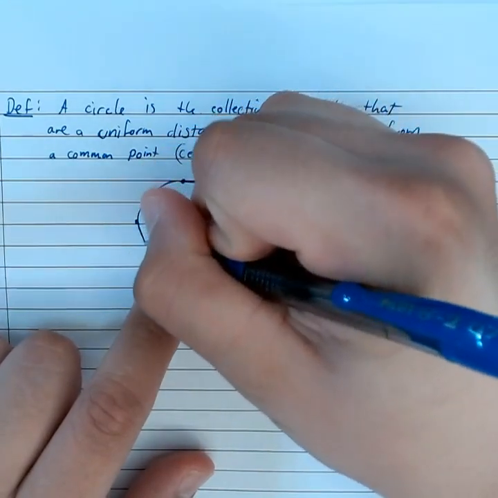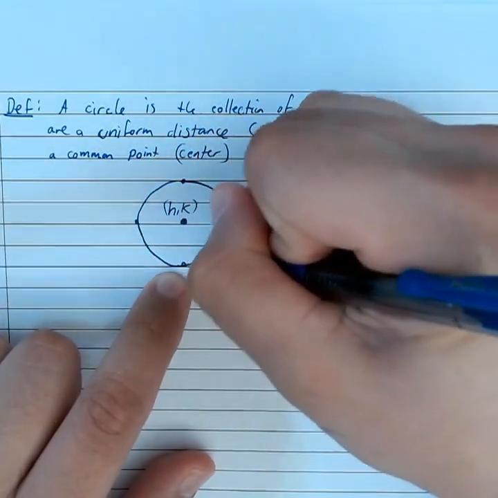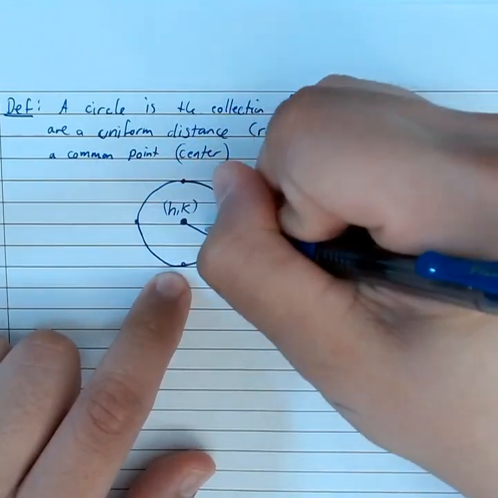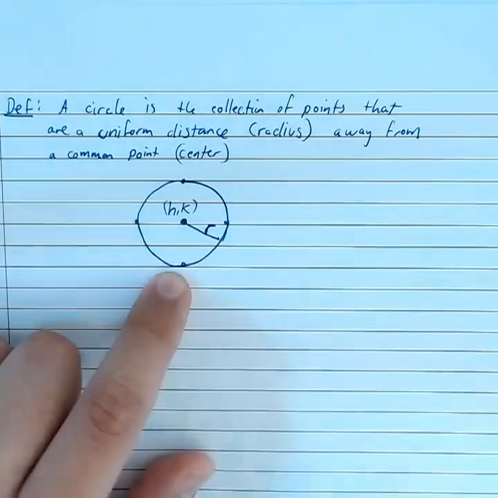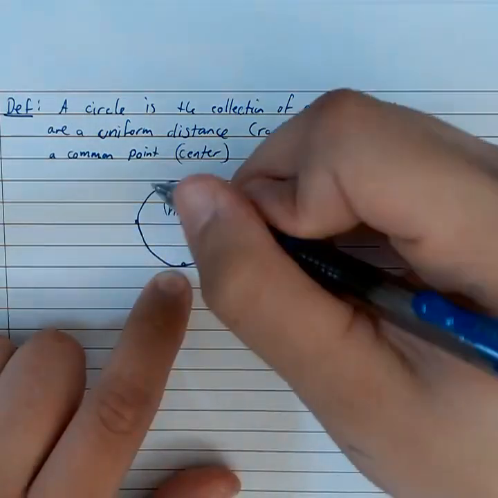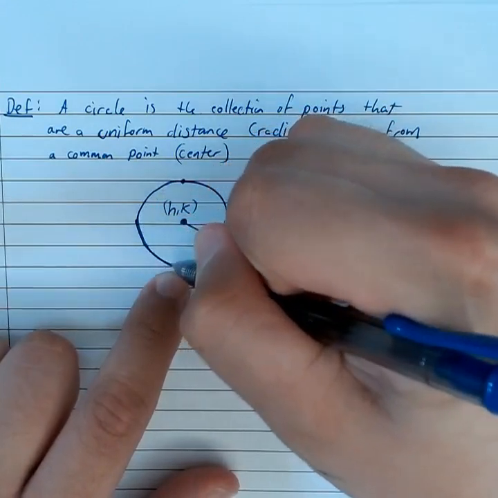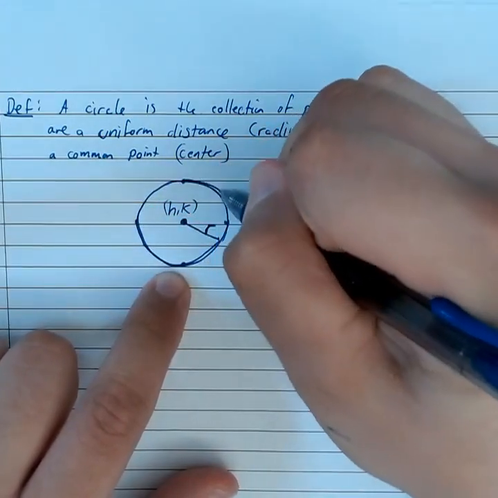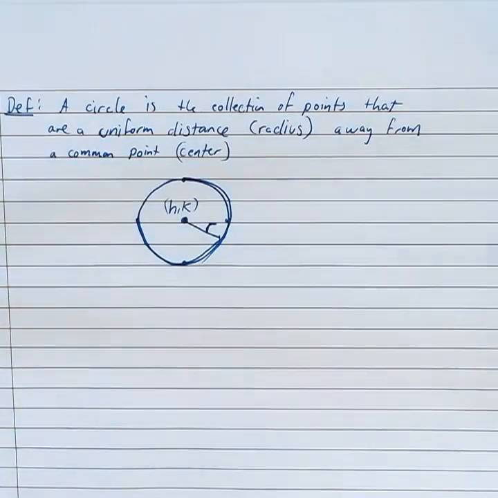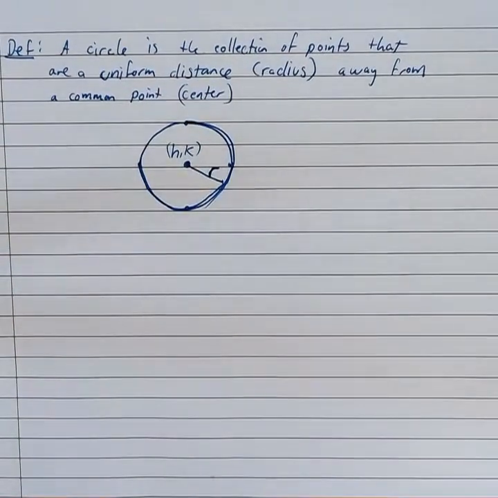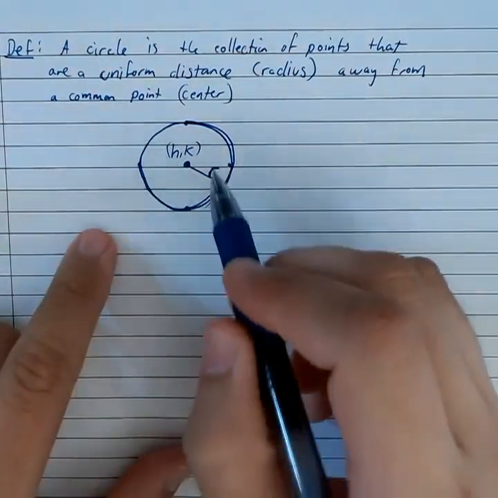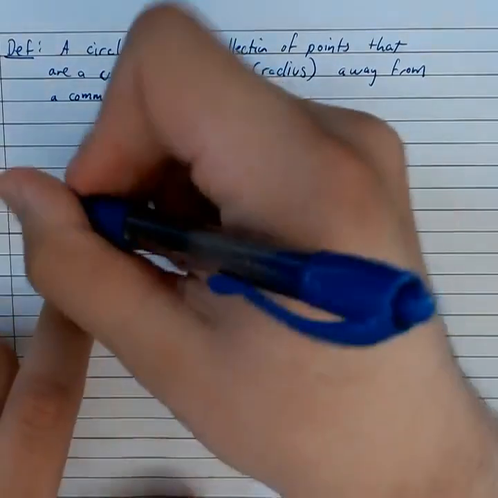That distance that you picked is called the radius of the circle, usually given by the symbol R. If you find every point that is R units away from the point H, K, that gives you a circle. Okay? The equation to a circle can be found using the distance formula.